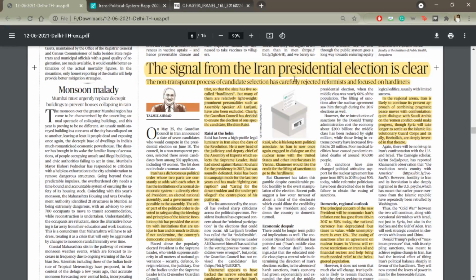Now the signal from Iran presidential election is clear. The non-transparent process of candidate selection has carefully rejected reformists and focused on hardliners. There are two realities that you need to know of Iran right now. One, it is a theocratic state. Two, it is a Shia majority state. And by virtue of that, it is a sworn enemy of two countries. One, the Sunni majority Muslim world, which is led by Saudi Arabia. And second, of Israel and United States, who are seen as natural enemies of the Islamic State of Iran.